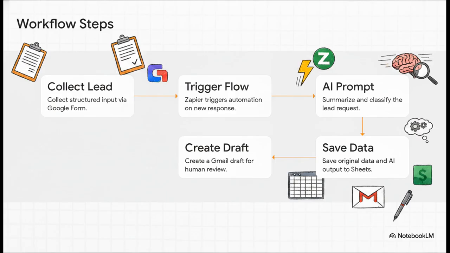Next, an AI prompt steps in to take that nice, clean, structured form input, and it summarizes and classifies the lead. Then, we save both the original data and the AI summary into a Google Sheet for a human review. Finally, the system creates a Gmail draft addressed to Sarah. Notice what makes this work. Clean, structured input fed into the AI gives us a reliable summary. We aren't just throwing messy, raw text at a language model and hoping for the best.